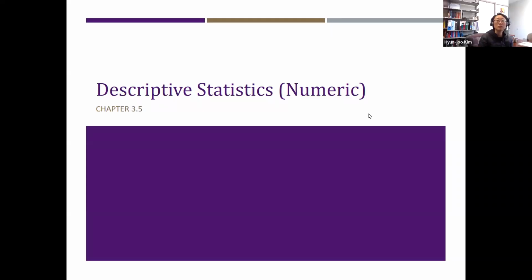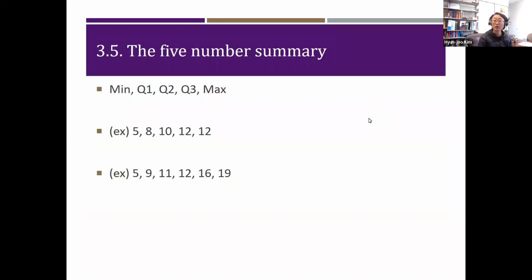Okay, chapter 3.5, this is the last chapter in descriptive statistics, numerical descriptive statistics. Here we will be talking about the 5-number summary and using the 5-number summary, how we can draw a box plot. So we're going to talk about that.